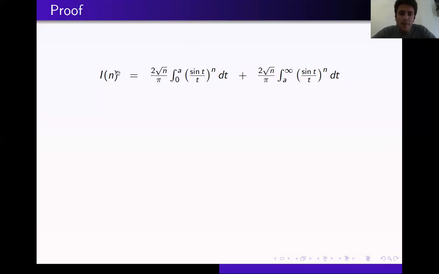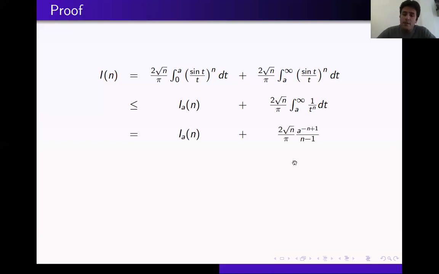So we first split our integral in two parts, the integral from 0 to a and the integral from a to infinity. Of course, our aim is to show that the right part becomes zero really quickly. But how can we do that? Well, let me call the first integral I sub a of n, and the second one we upper bound by the absolute value of the sine of t, and we upper bound that by 1. Then we integrate this, obtaining this value.